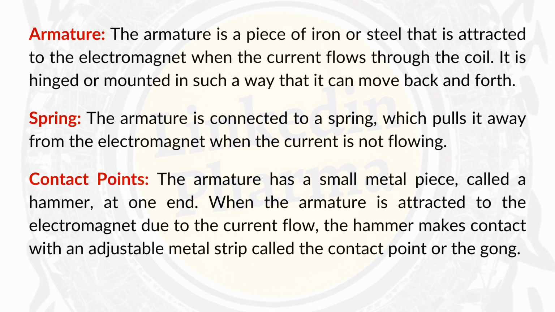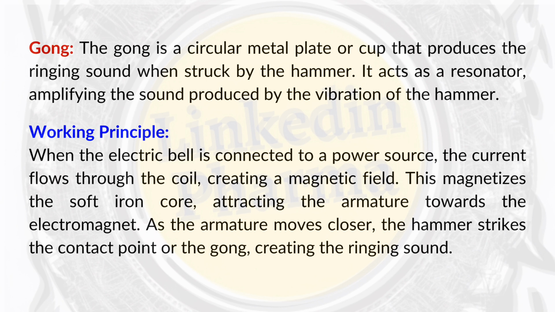Spring. The armature is connected to a spring, which pulls it away from the electromagnet when the current is not flowing. Contact points. The armature has a small metal piece, called a hammer, at one end. When the armature is attracted to the electromagnet due to the current flow, the hammer makes contact with an adjustable metal strip called the contact point or the gong. Gong. The gong is a circular metal plate or cup that produces the ringing sound when struck by the hammer. It acts as a resonator, amplifying the sound produced by the vibration of the hammer.